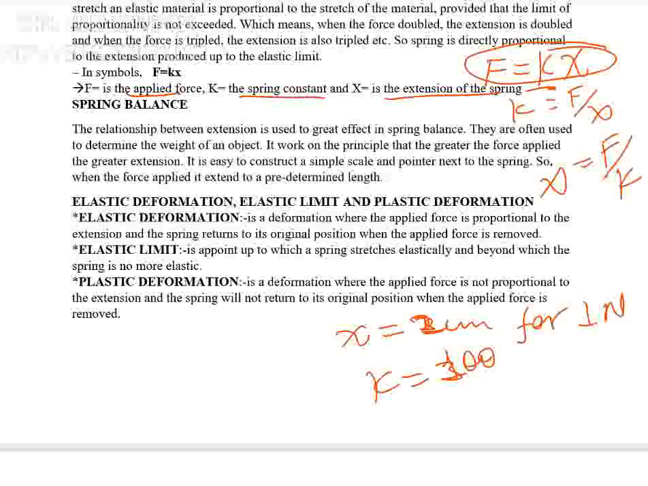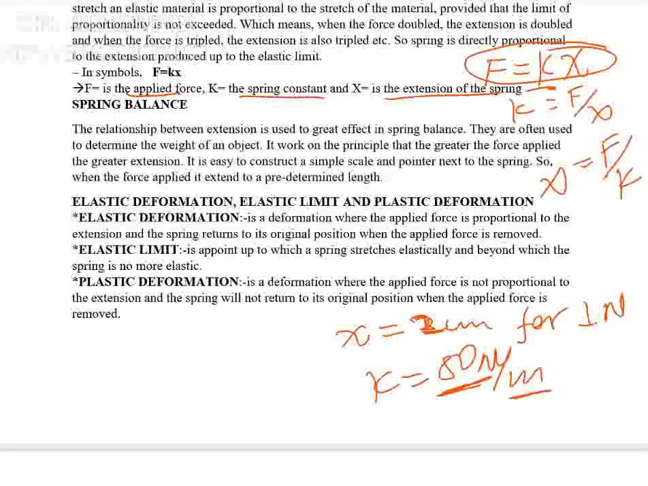Therefore, 150. Let us say the spring constant is 50 Newton per meter. This indicates that for each 1 meter extension, the spring needs 50 Newton of force.